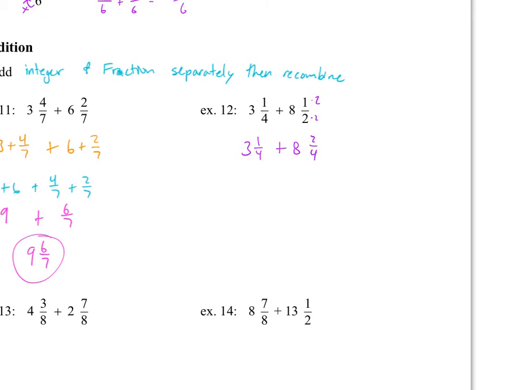You guys are smart enough and skilled enough to add the whole numbers here. 3 plus 8 is 11, and then 1/4 plus 2/4 is 3/4. So we have 11 and 3/4. So I skipped writing a step there. Okay, I'm okay with that. It's helpful. The more you write, the more we can figure out what you got wrong if you got something wrong.